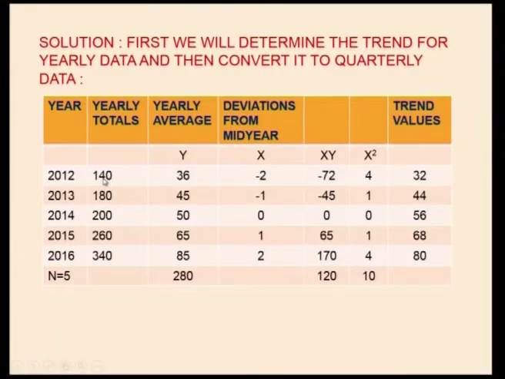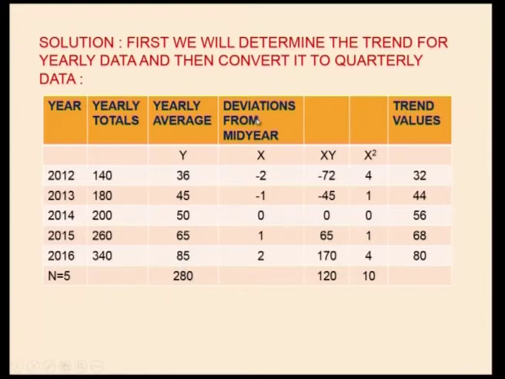Then the yearly average. So you take 140, you divide by 4, the number of quarters, and you are going to get 35. Then 180 you divide by 4, you get 45. Then 200 you divide by 4, you get 50. Like that, 340 by 4, you get 85. So this will give you the yearly average for each corresponding year, and the total of the yearly averages is 285.